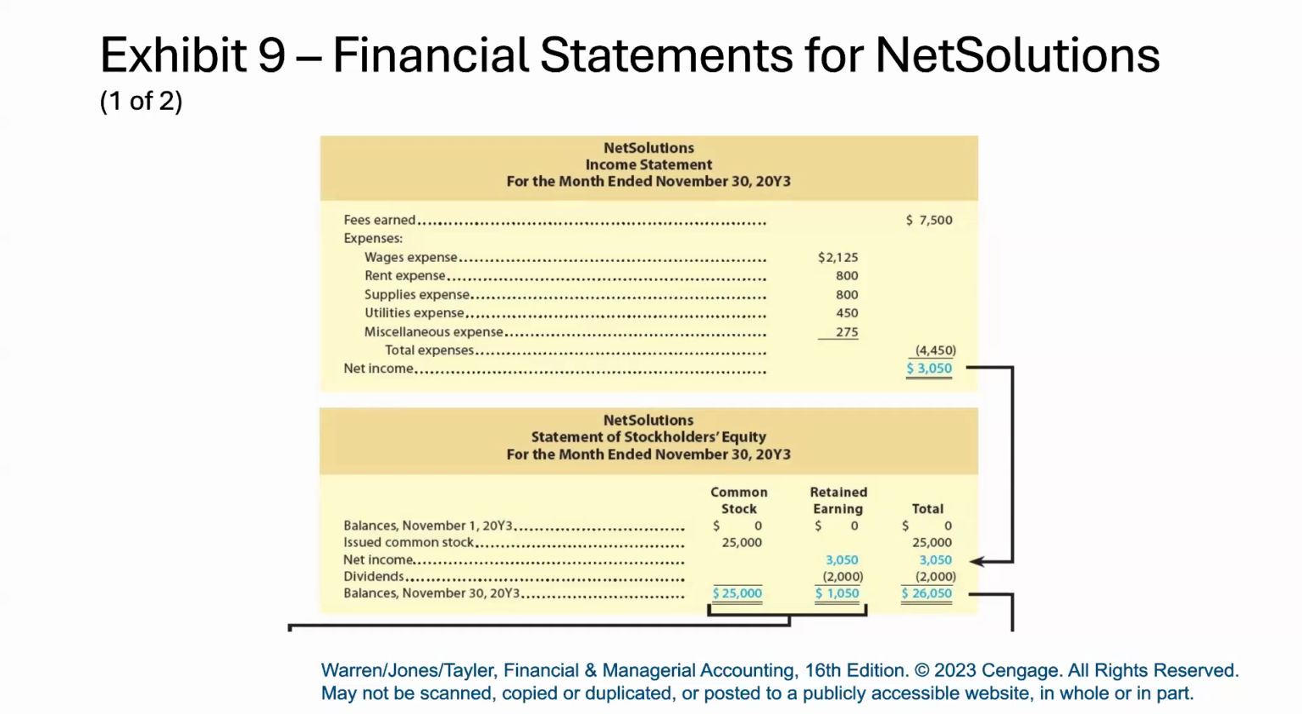We can see that they issued common stock. So the owners put $25,000 into the business, and they earned a net income of $3,050. And these arrows are showing us that that came off of the income statement. And then they paid dividends, which again means they paid money out to the owners, of $2,000. So at the end of the period, their common stock account now has 25,000. The retained earnings has 1,050, which is the net income minus the dividends paid out. And so now their total equity is 26,050.